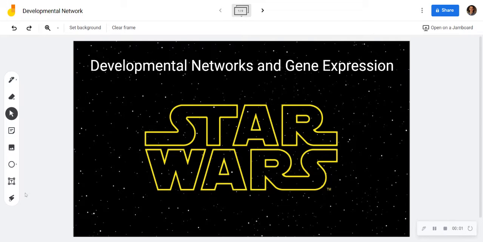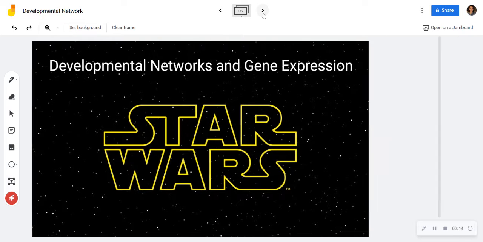Okay, today we'll be talking about developmental networks and gene expressions, and we'll use Star Wars and some of its characters as an example to create a developmental network and analyze how multiple different gene products interact together to lead to a certain expressed phenotype.